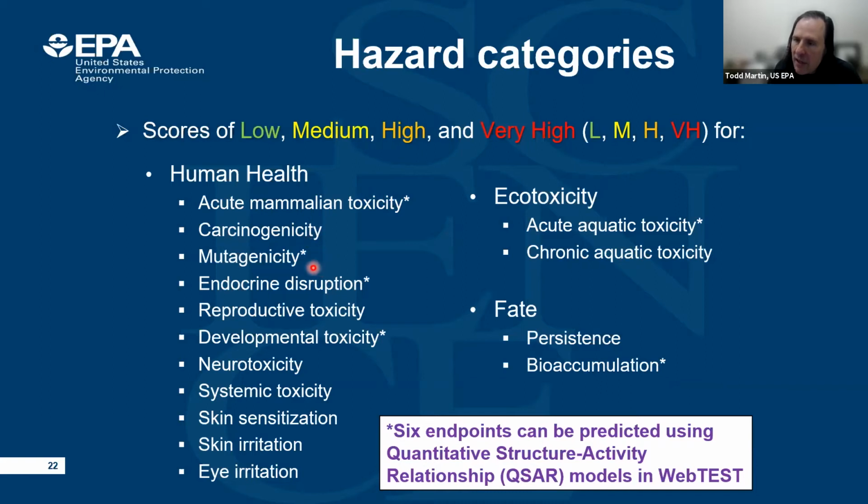Several of these toxicity value or hazard categories have asterisks. These are ones where we currently have QSAR models to predict different toxicity values for these hazards. So that's kind of handy. In the future, we want to add more models to fill in more data gaps, because it's very hard to get data for all these different hazard categories for the chemicals that you care about.